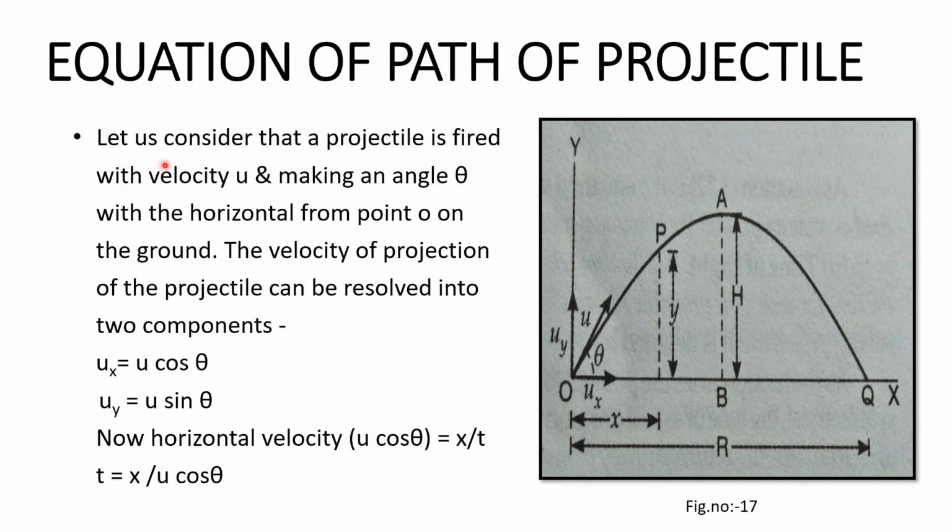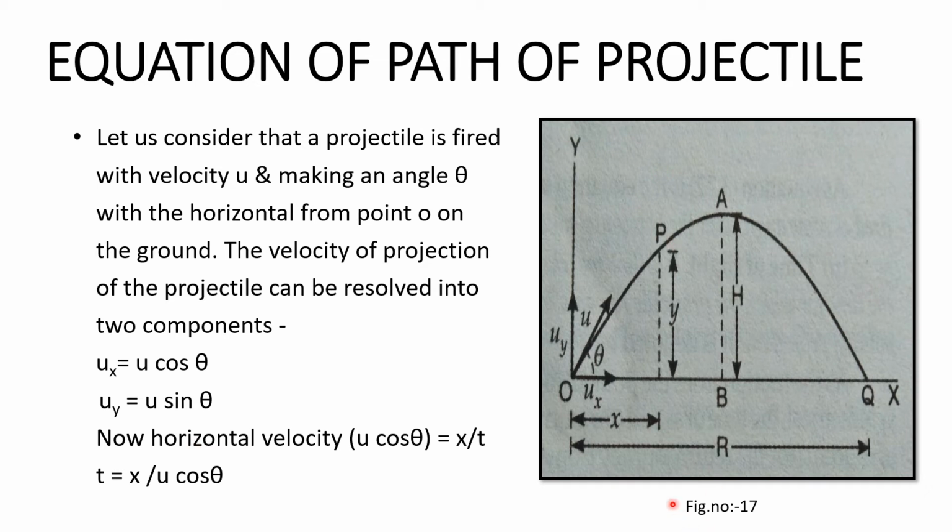Observe the figure. Now let us explain this concept with the help of the figure. Let us consider that a projectile is fired with velocity u and making an angle theta with the horizontal from point O on the ground. The velocity of projection of the projectile can be resolved into two components. One, ux is equal to u cos theta, and uy is equal to u sin theta.